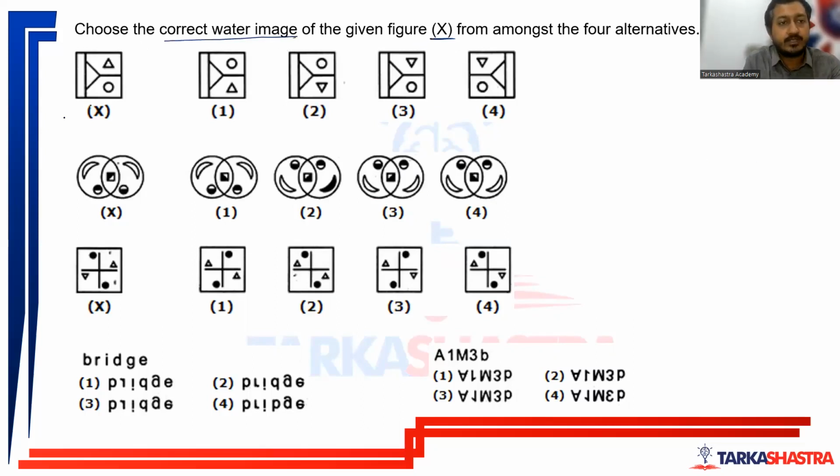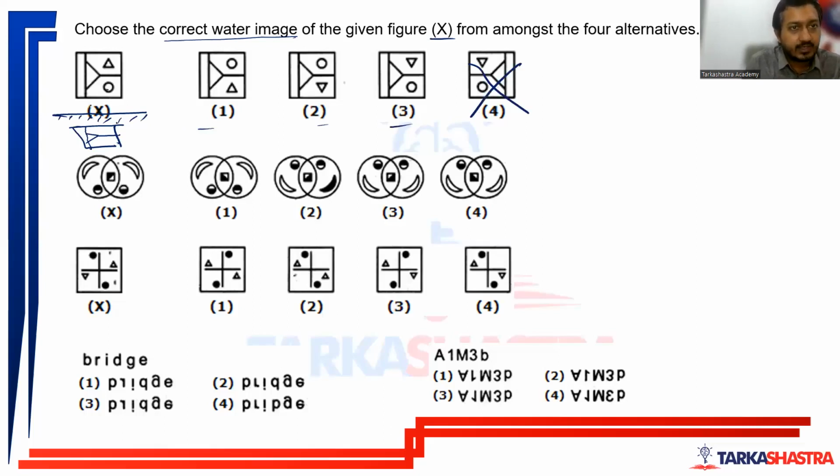So correct water image. So water image is like this. Water is generally below. And so water image will be something like this. So what will be the water image? Something like this. This straight line will still look like this. This triangle will look like this. And this line will go and be like this. So here all the first three figures are of those formats, fourth figure is eliminated.